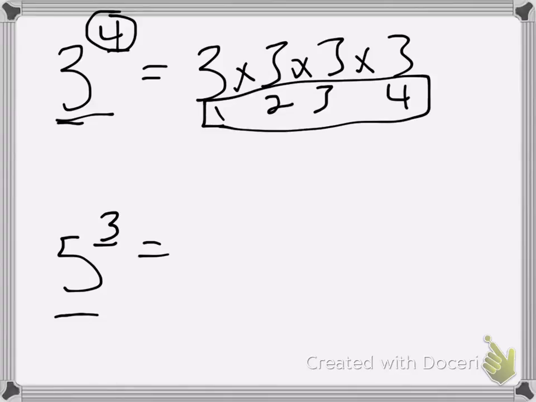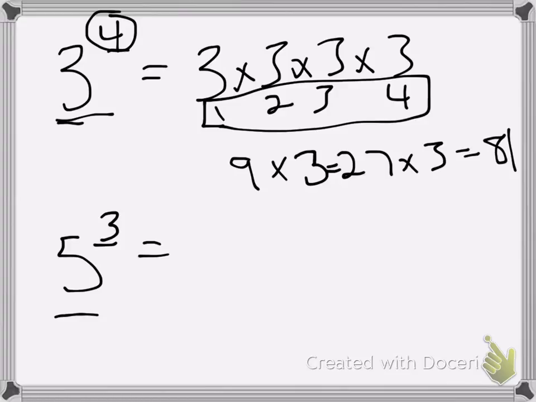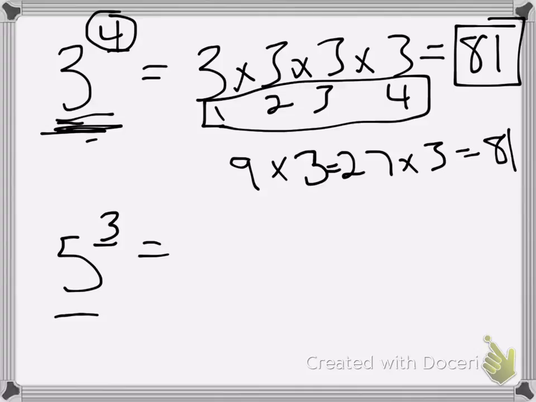Okay, so 3 times 3 is 9. 9 times 3 is 27. And 27 times 3 is 81. So the answer to 3 times 3 times 3 times 3, or 3 to the 4th power, is 81. And that would be your standard form number. Okay, you've got your exponent form, you've got your expanded form, and then you've got your standard form.